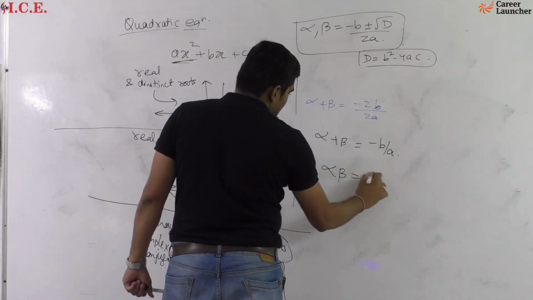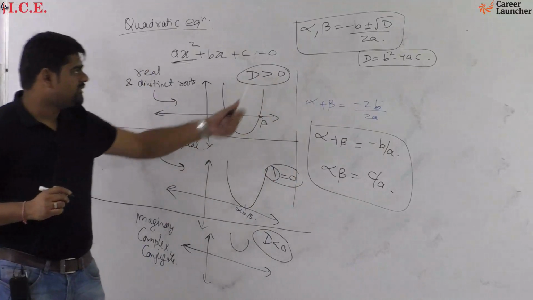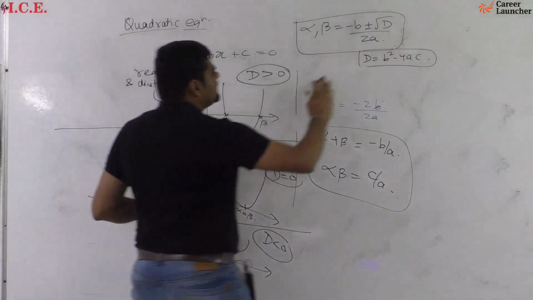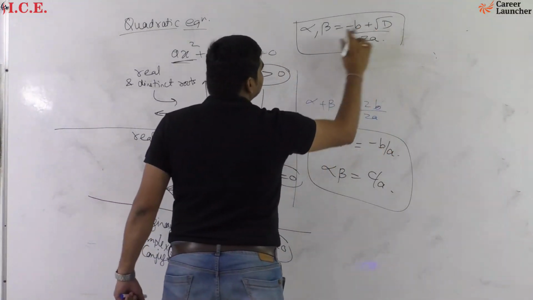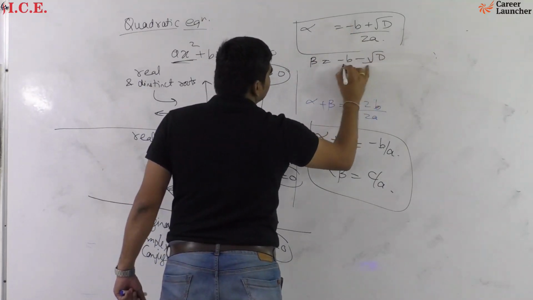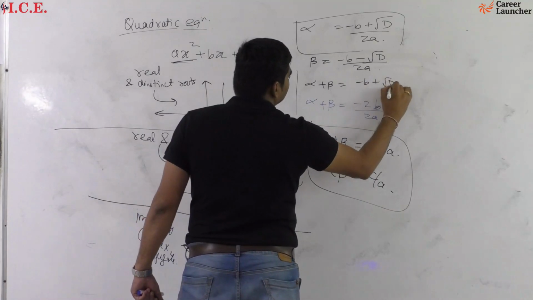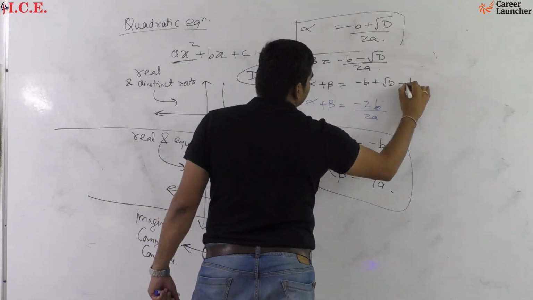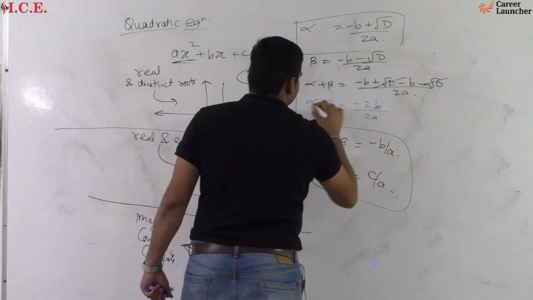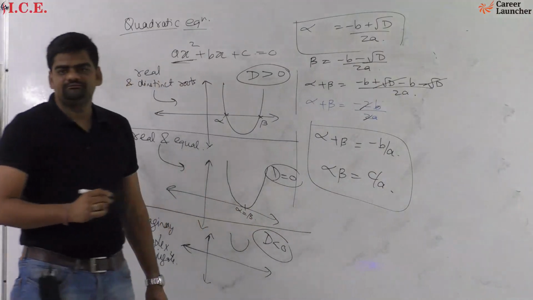And what is alpha into beta? C by a. I'm not solving it. If you want, you can multiply alpha into beta, you'll get c by a. If you add alpha plus beta, we'll get minus b by a. If you want, I can easily do it. So alpha is this, and beta is minus b minus root d by 2a. If I take the LCM, alpha plus beta will be minus b plus root d plus minus b minus root d by 2a. This gets cancelled, so you get alpha plus beta is equal to minus 2b upon 2a, 2 gets cancelled, so minus b by a. Fine?